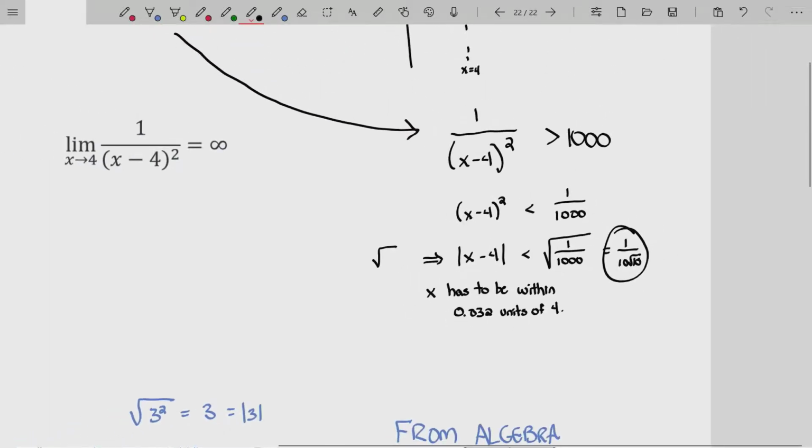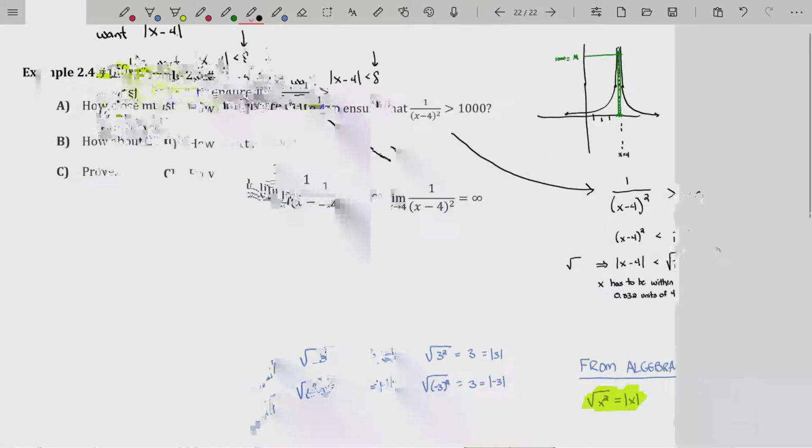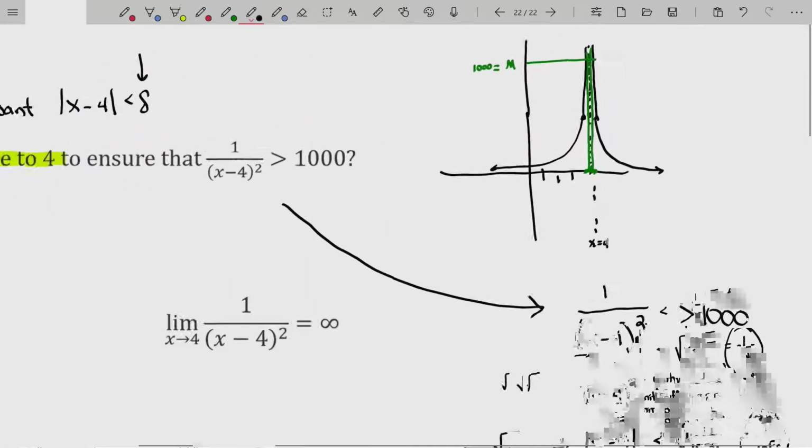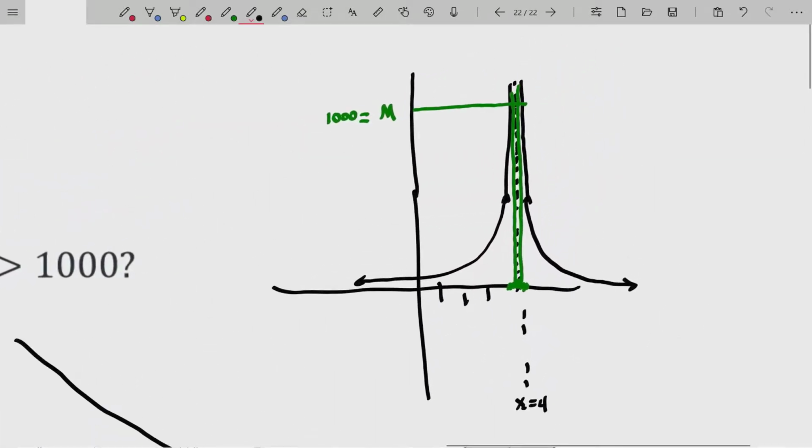Well, now let's zoom back out. Sorry, I have to wait for my screen to catch up to me. That idea right there, how close does x have to be to 4 to ensure that this is true, is actually how the proof goes. So let's do the same work. How about 20,000? How close does x have to be to 4 so that we can guarantee that this function is greater than 20,000? So what's the size of our delta neighborhood to guarantee that all those x values lead to function values above a height of 20,000? I'll just erase that and put in 20,000 this time.